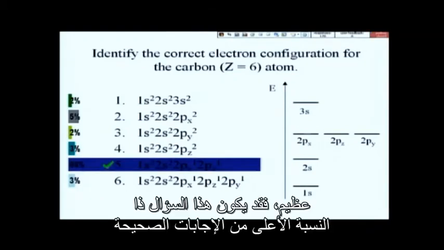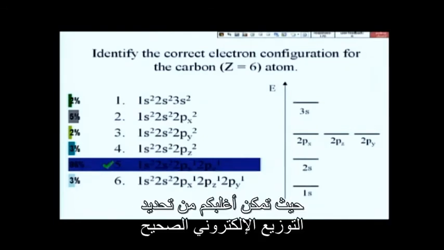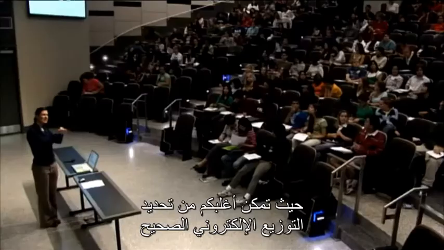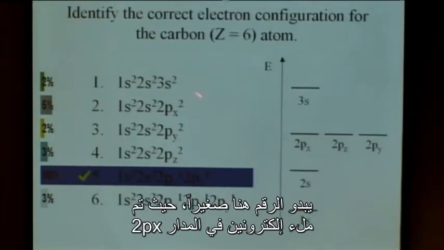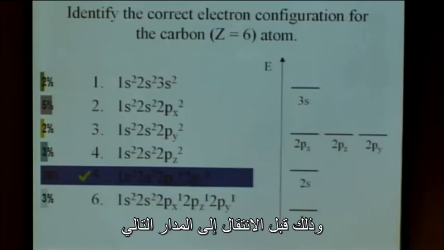Okay, great. So this might be our best clicker question yet. Most people were able to identify the correct electron configuration here. The next most popular answer, with 5%, which is a nice low number, wanted to put 2 in the 2px before they moved on.